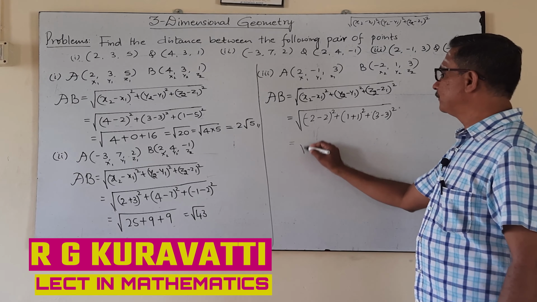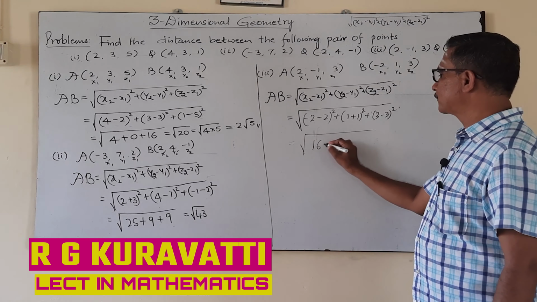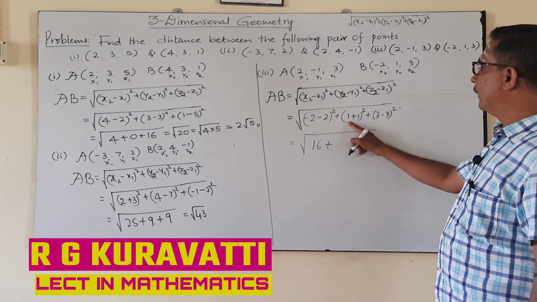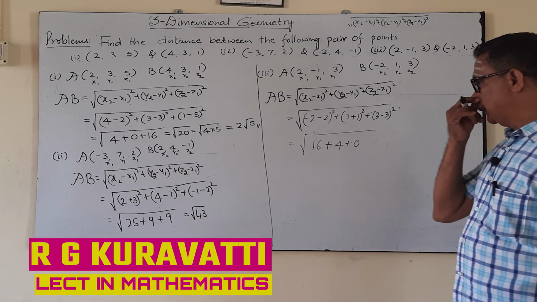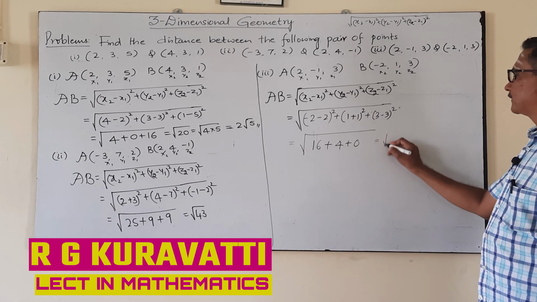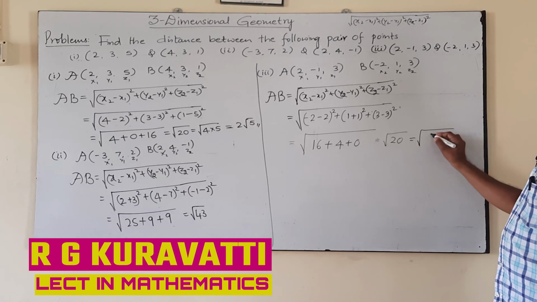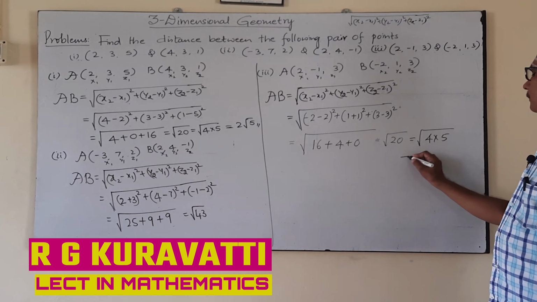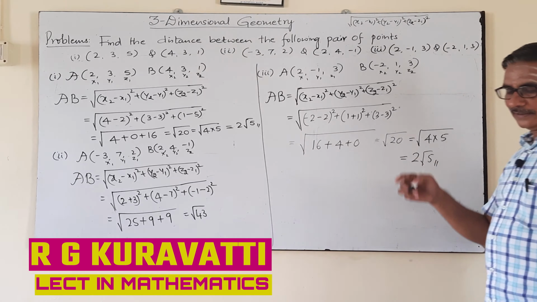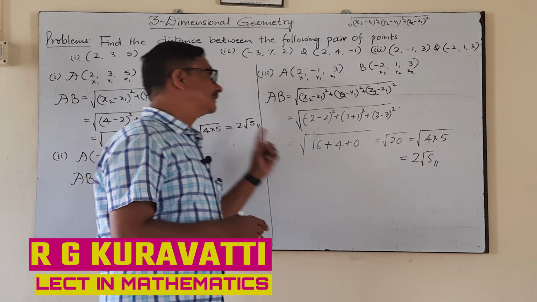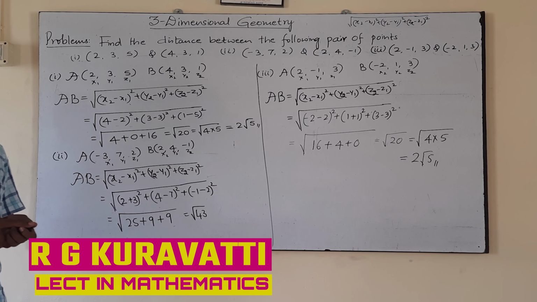Then further simplify: root of minus 2 minus 2 is minus 4, square is plus 16; 1 plus 1, 2 square, plus 4; 3 minus 3, 0 square is 0. That is root of 16 plus 4, 20. 20 can be written as 4 into 5, so square root of 4 is 2 into root 5. These are the distances between 2 points. Each problem carries 1 mark. They may be asked in the final exam. Okay students?